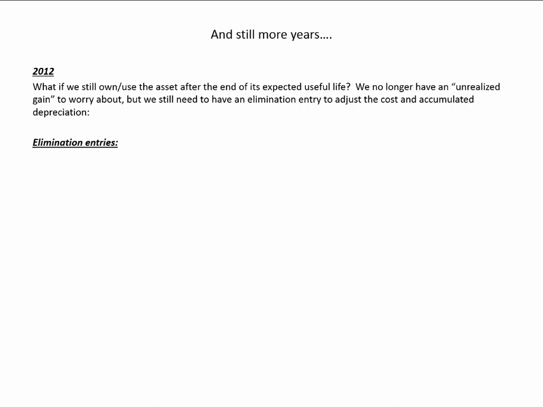So although it's fully depreciated, it's still a functioning asset. We decide, let's keep using this asset. As long as the asset is still on the balance sheet, we still have to do our elimination entries, because on Little's balance sheet, this asset is sitting there at a cost of $75,000, less accumulated depreciation of $75,000 for a net book value of 0. The true cost is $100,000. The true accumulated depreciation is $100,000.